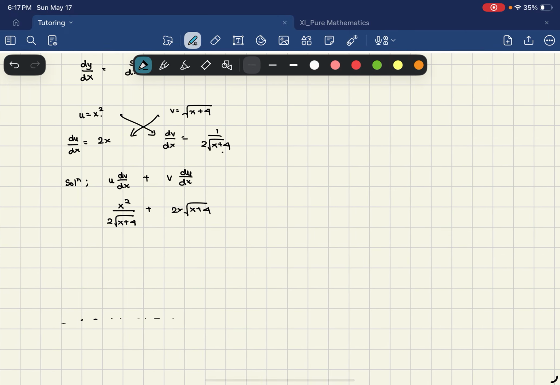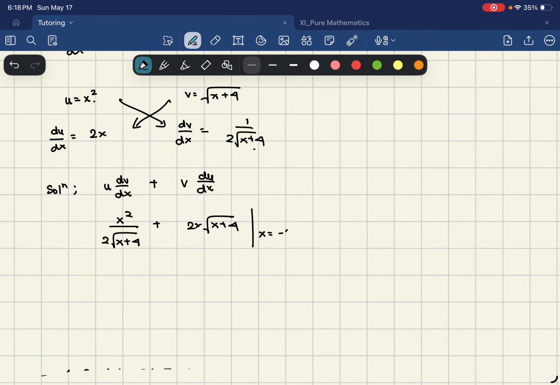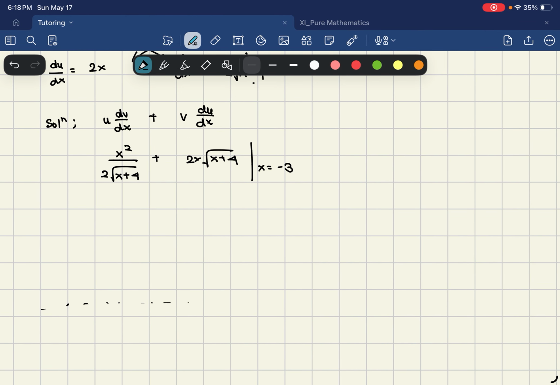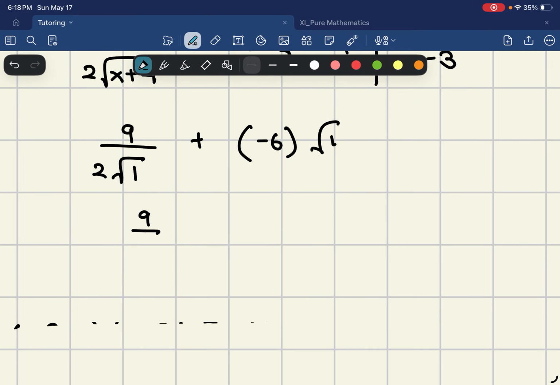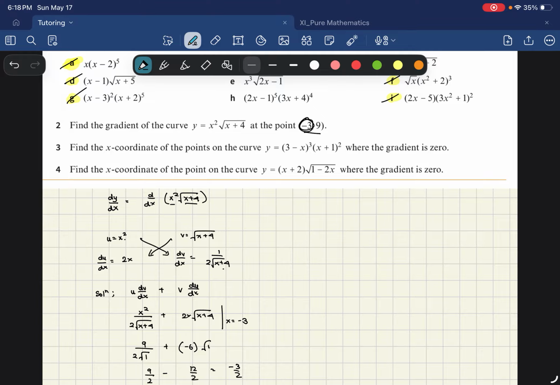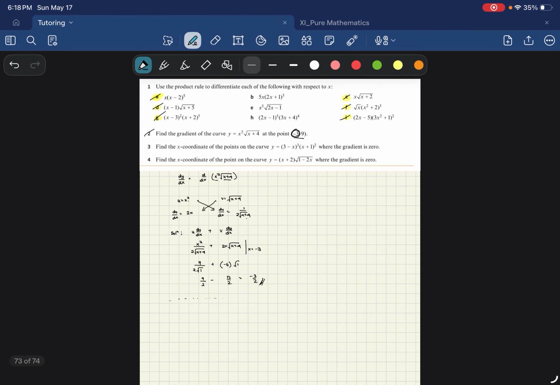And we don't need to simplify this further, actually, because we are asked to find the gradient at a specific point. We are asked to evaluate this at x equal to minus 3, right? So we just substitute minus 3 here. If you do so, you will get 9 over 2 times square root of 1, plus minus 6 times square root of minus 3 plus 4, which is square root of 1. Okay, so 9 over 2 minus 6. So minus 3 by 2 is your solution, which is also minus 1.5 according to the textbook, which is the same thing.